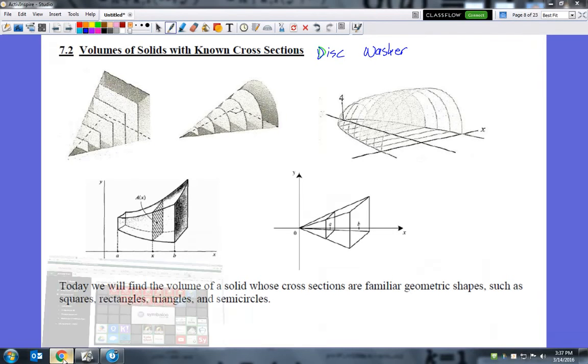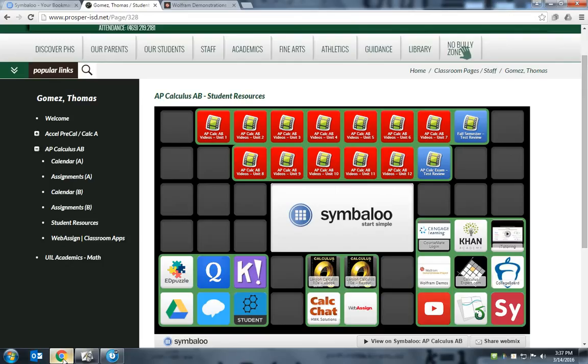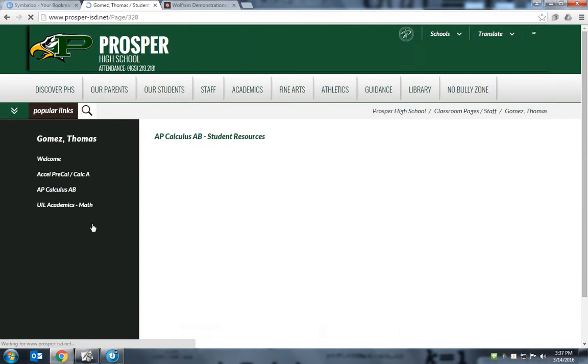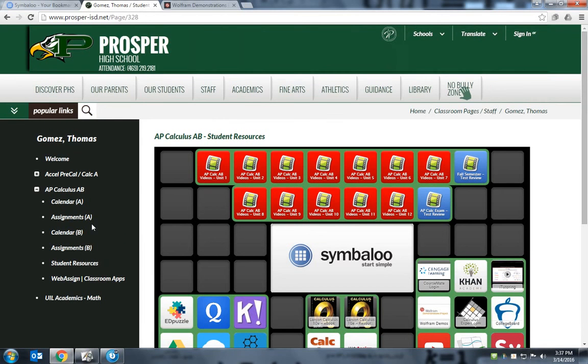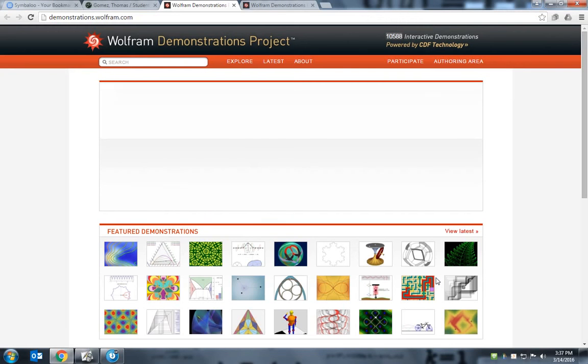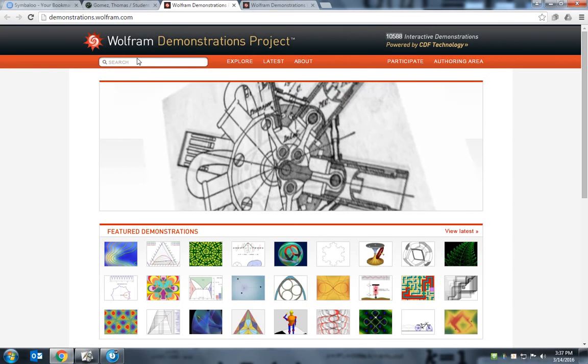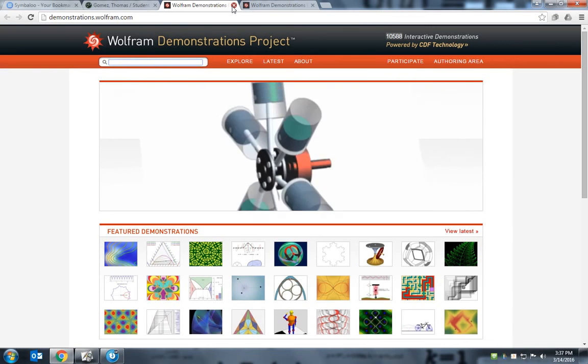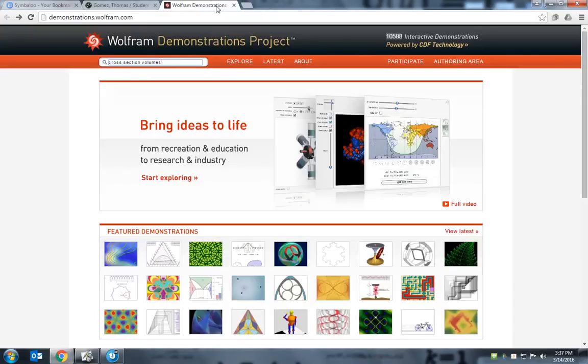If you were to go to your class web page, and under the Student Resources tab, when you click on this Student Resources tab here on the side, you'd get this link down here near the YouTube icon that says Wolfram Demos. When you click on Wolfram Demos, this comes up. And in this search bar right here, what I would want you to input would be the following: cross-section volumes.